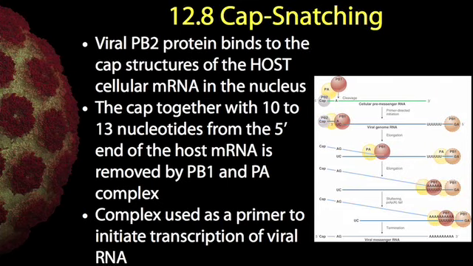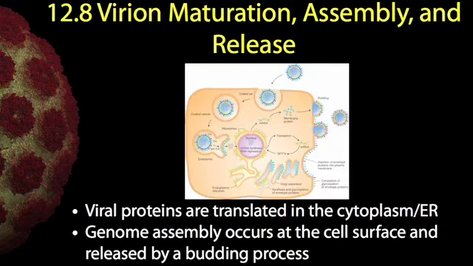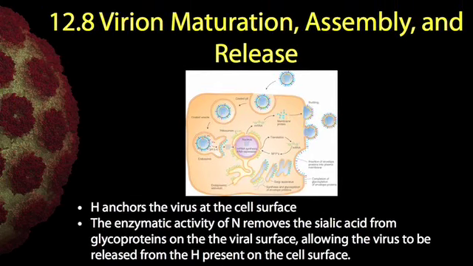So rather than having IRESs or VPgs, it just takes a cellular mRNA, cuts the cap off, and uses that to prime transcription of its own RNA. Now the RNA has a 5' cap, it can be translated into protein. So in the nucleus, I'll just skip over, but the viral RNA is replicated, viral proteins are produced, and then you get assembly of the viral particle, which happens either in the cytoplasm or the ER.